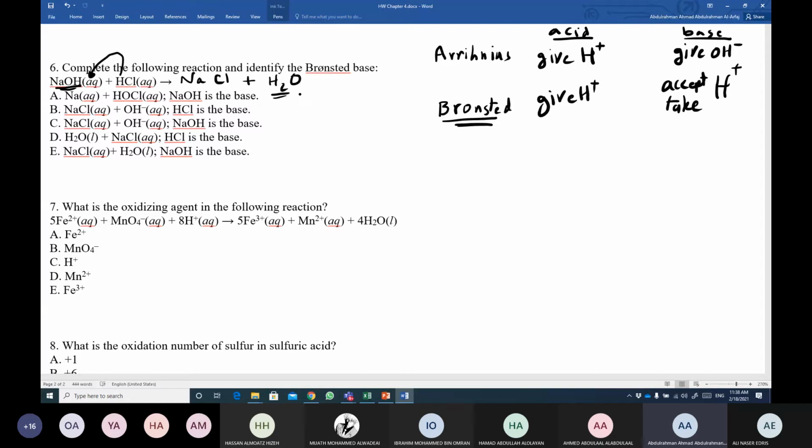Good. So what's the answer for 6? E. E. Yes, exactly. So the answer is E.